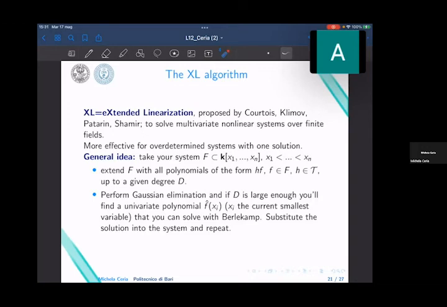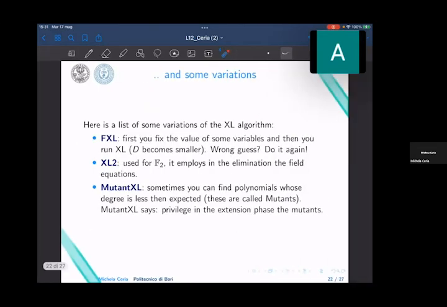If D is large enough, you will find a univariate polynomial that you can solve with Berlekamp. Then you can substitute the solution inside the system and repeat. There are some variants called FXL, XL2, and mutant XL. FXL says: first fix the value of some variables and then run XL. In this way, you have a smaller D. The problem is you may have to run the algorithm more than once, because if you make a wrong guess, you have to do it again.